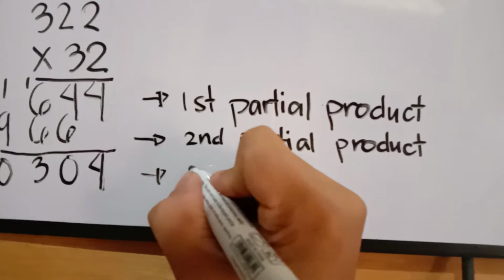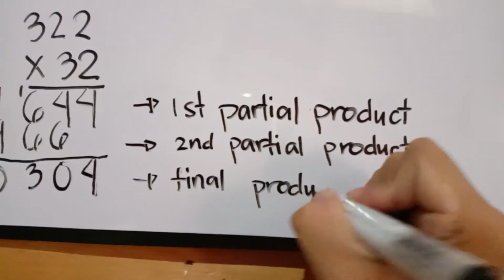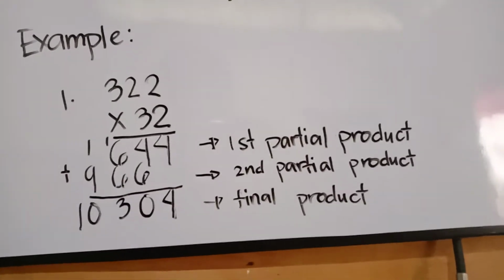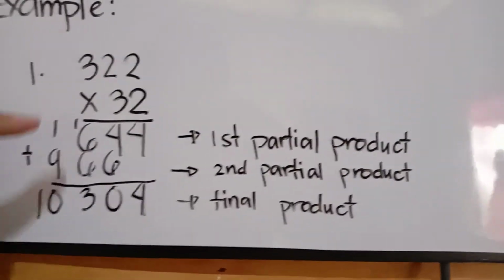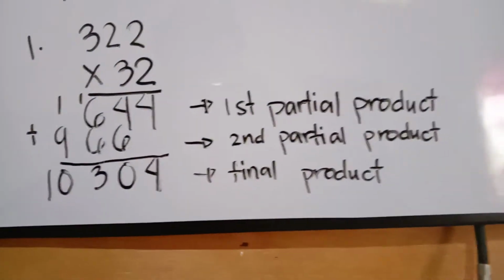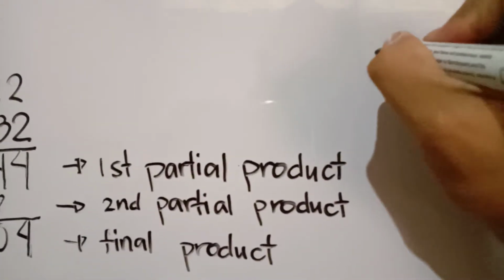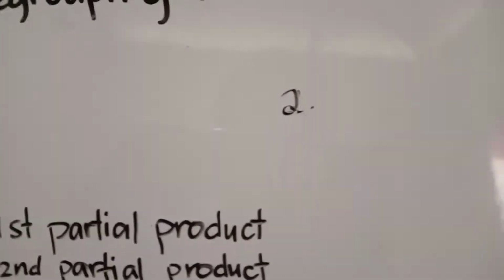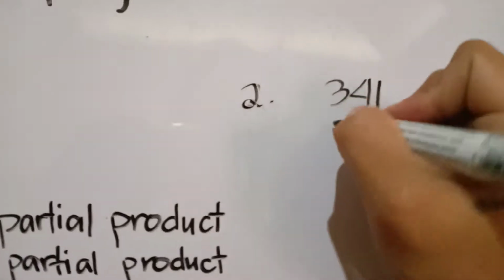Okay, so this is now our final product. Again, the product of 322 and 32 is 10,304. Okay, let's have another example. Number 2. Let's multiply 341 and 22.